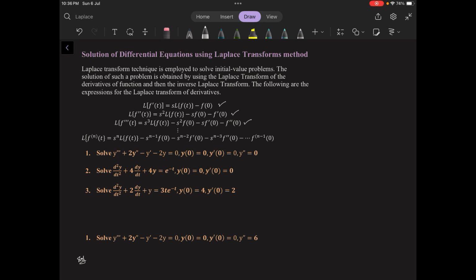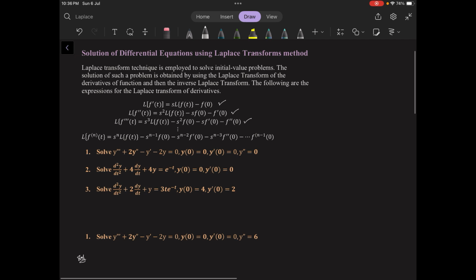If you consider the first order derivative, the formula will be written as L of f dash of t is equal to s into L of f of t minus f of 0, and L of f double dash of t is equal to s square L of f of t minus s into f of 0 minus f dash of 0. And if you apply it for the third order derivative, L of f triple dash of t is equal to s cube L of f of t minus s square f of 0 minus s into f dash of 0 minus f double dash of 0. So like this it will continue for the higher order derivatives.